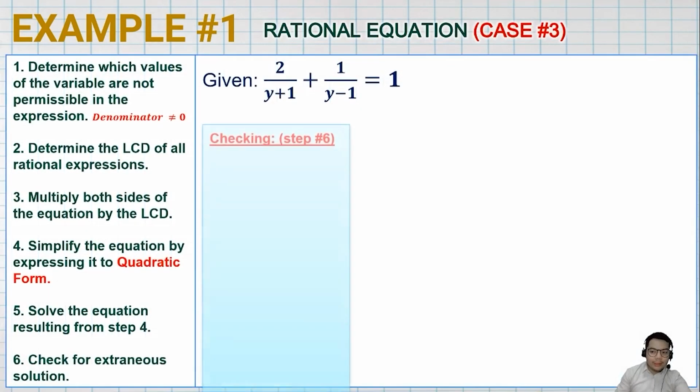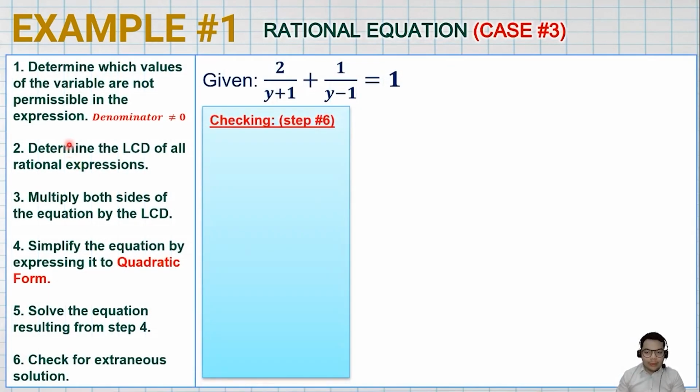From your lesson on grade 8, ito rin yung steps na susundin natin to solve for this rational equation. So, we have 6 steps. Huwag mo nang pansin itong box na to, mamaya pa yan sa last step. But, as we start, we have a given 2 over y plus 1 plus 1 over y minus 1 is equal to 1. So, let's start with the first step. Determine which of the values of the variable are not permissible in the expression. These are the values of y that will make our denominator equal to 0.